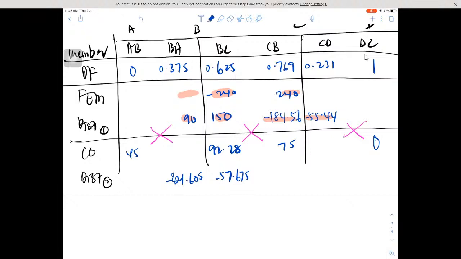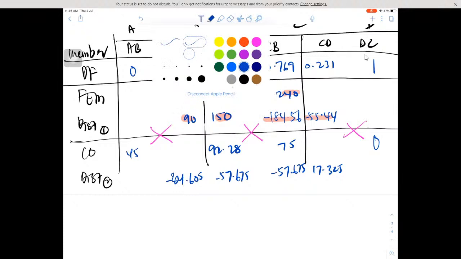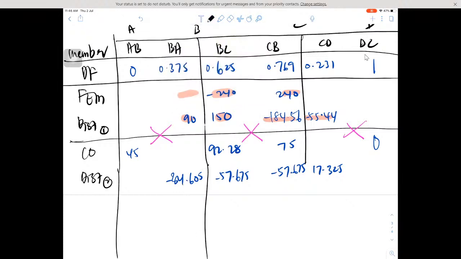Okay, we move to C. Negative 75 times 0.769 is negative 57.675. Then 75 minus that is 17.325. Okay, so distribution is settled. We move to carry over.